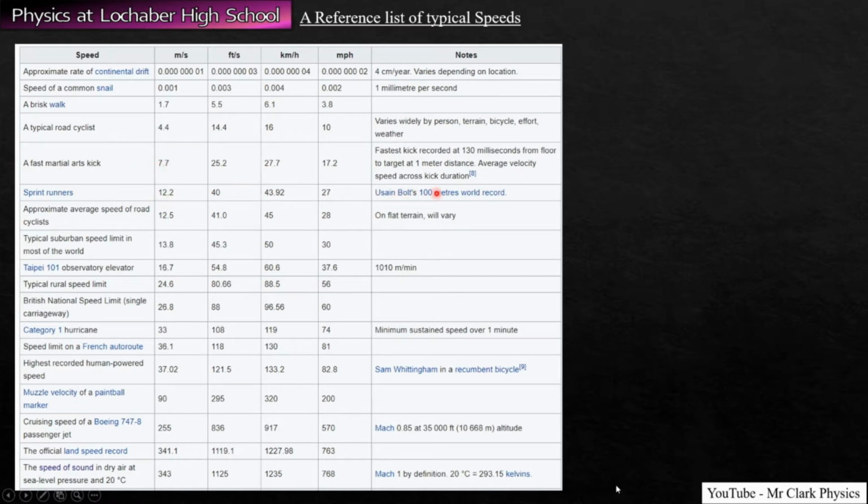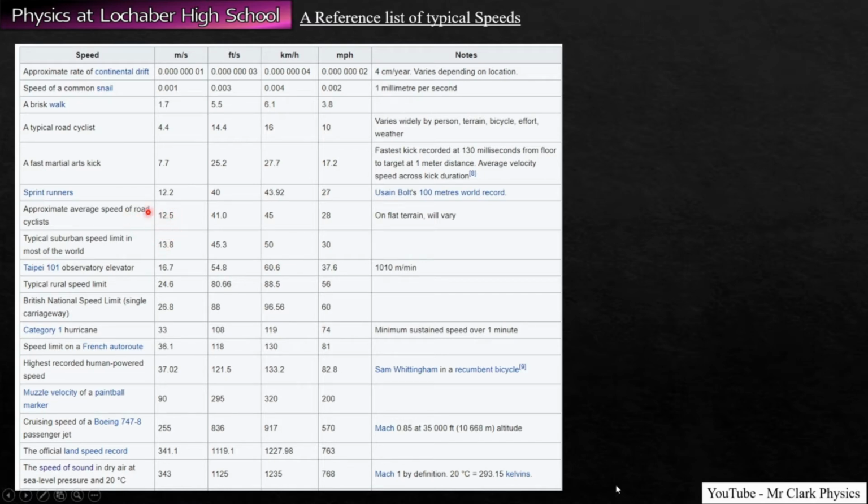Usain Bolt's world record score was approximately 10 seconds for the 100 meters. So that was his top speed, but his average speed was a little bit lower. We'll have a look at that later on. It turns out most road cyclists actually go at the same speed as a sprinter. So if you want to become an exceptionally good racer, well, you can spend your whole life training to run better, or you can just buy yourself a bike. Technology is quite nice that way.